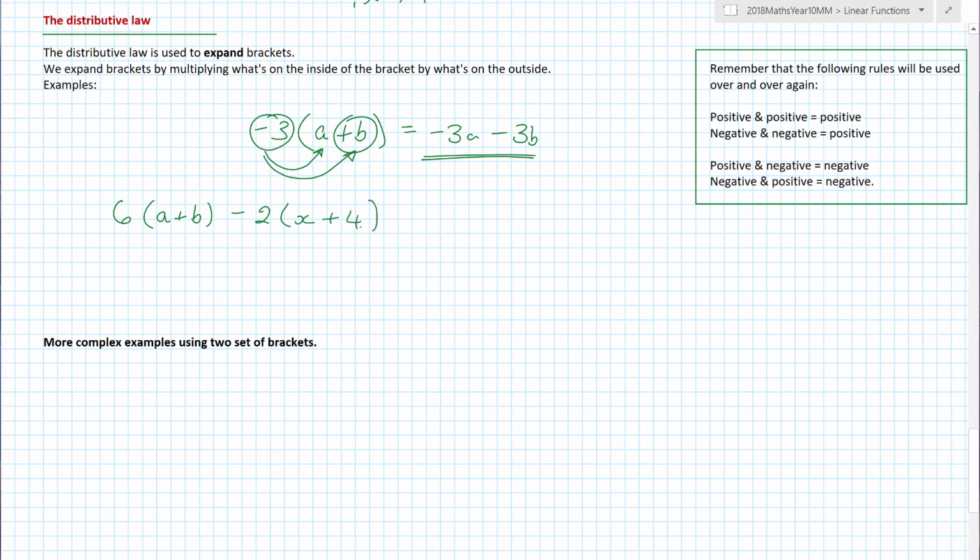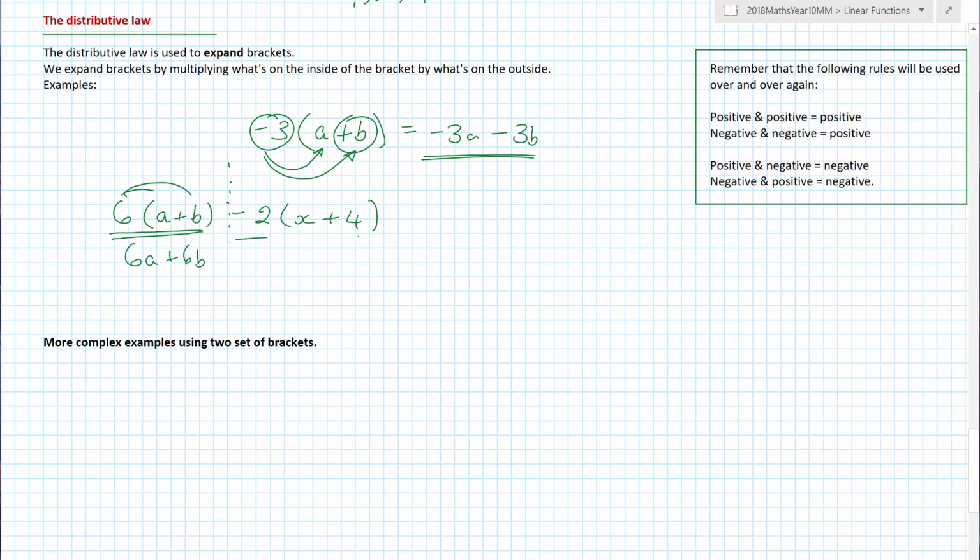We've got two sets of brackets there. Well, what we do is we draw a dotted line between them, and we basically consider one part of the sum at a time. So I'm going to look at this section first. I'm just going to multiply out because the 6 belongs to that set of brackets. So 6 times a, 6a. 6 times plus b, plus 6b. So that's the first bit done.